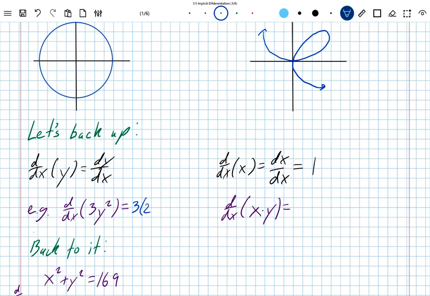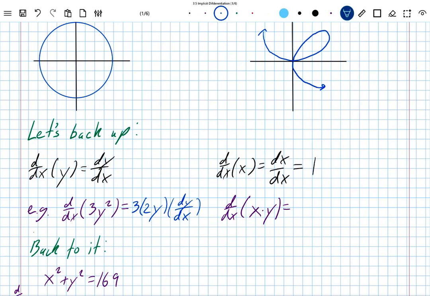Multiply by, bring the 2 down. Y, I'm not going to write the 1 here, but it's to the 1. And then my chain rule says, well, I need to take the derivative of y. I need to multiply by whatever the derivative of y was. Well, that's just dy/dx.